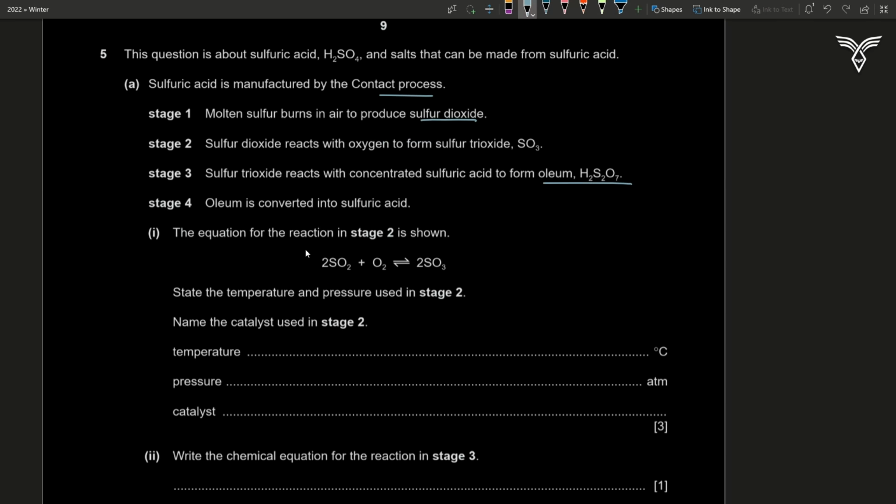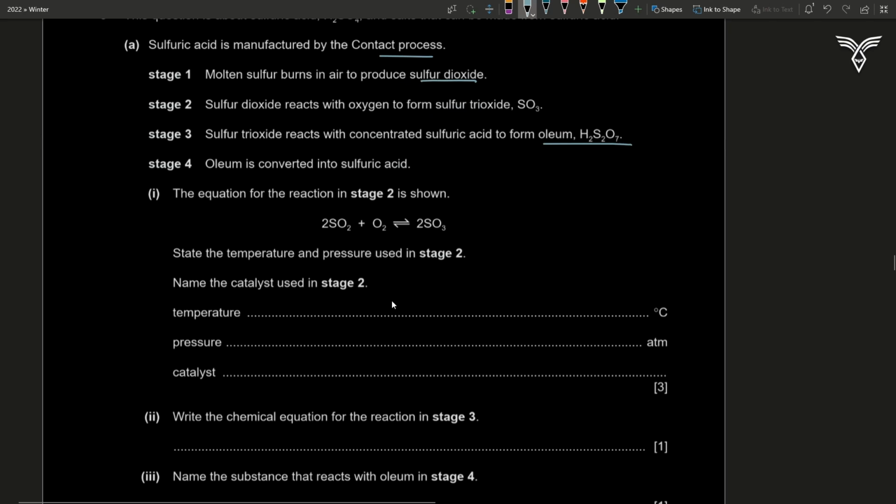حلو. Part 1. This is the equation for the stage 2 reaction. State the temperature and pressure at which stage 2 happens, and name the catalyst used in stage 2. طيب temperature و pressure احنا طبعا بنكون على طول حافظينهم. temperature 450 degrees Celsius او هو كاتب لك هنا، والpressure 1 to 2 atmospheres. ايه الكاتاليست؟ الفانيديوم اوكسيد. and you have to specify which vanadium oxide. الفانيديوم 5 oxide.